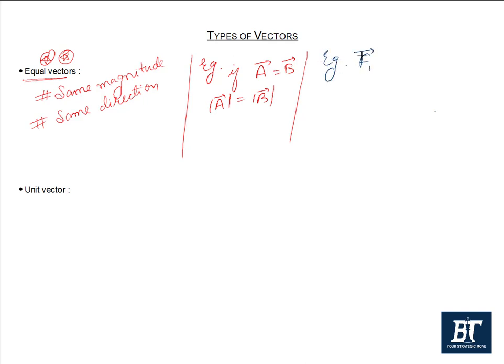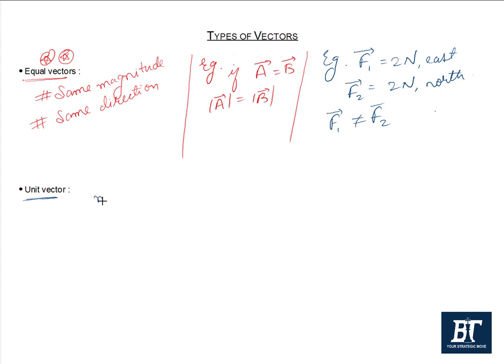If we have two forces, let's say vector F1 is equal to 2 Newton and it is acting along east direction, and another force vector F2 is also 2 Newton and it is acting along north direction. Although the magnitudes of both forces are equal, they do not point along the same direction, so these two vectors are not equal. Next type of vector is unit vector.